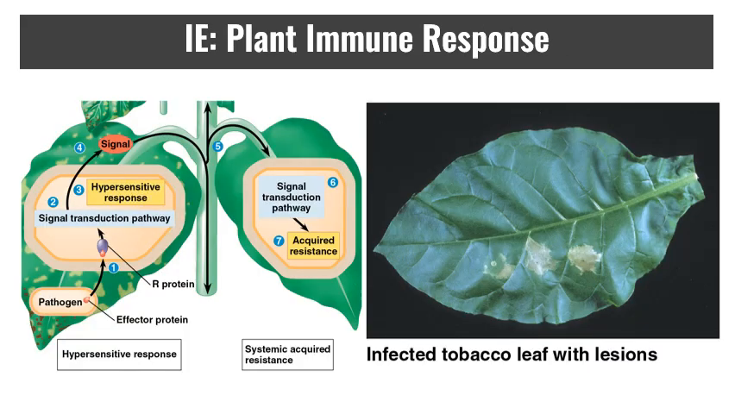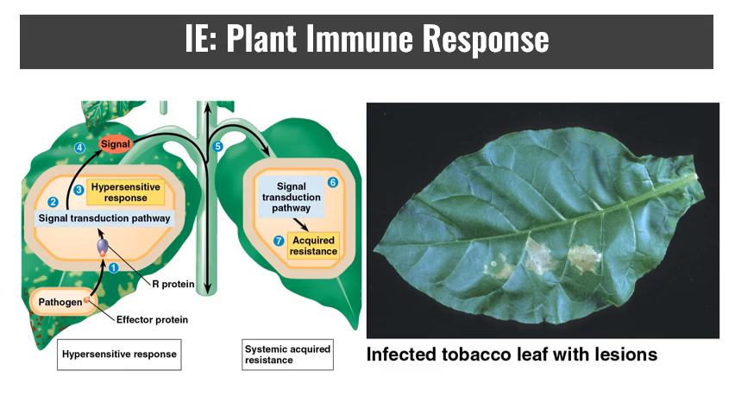We see other responses exist outside of the hormone responses. Plants, for example, have an immune response called a hypersensitive response, where pathogens will enter cells and they will then be recognized by what's called the R proteins. The R proteins are going to then initiate a signal transduction pathway that will alert the plant to this invader.